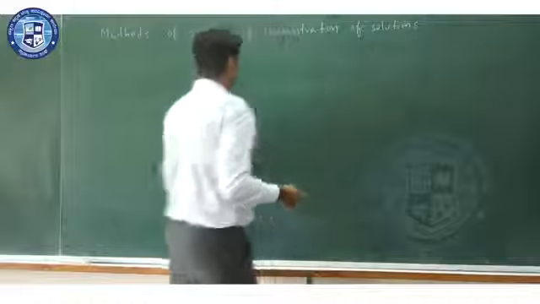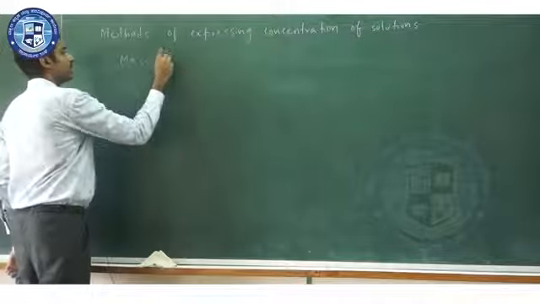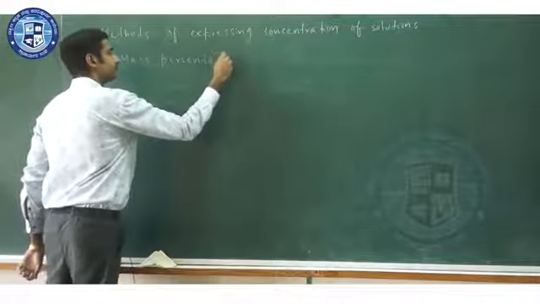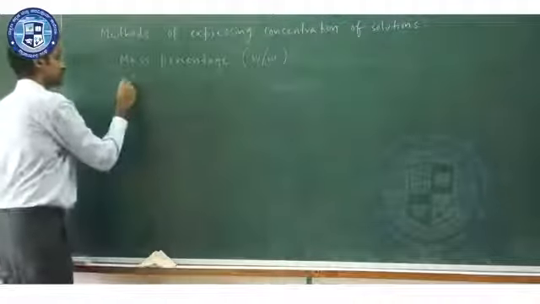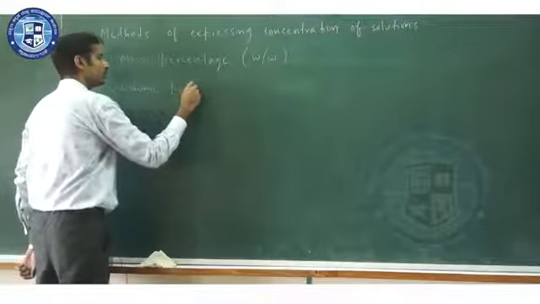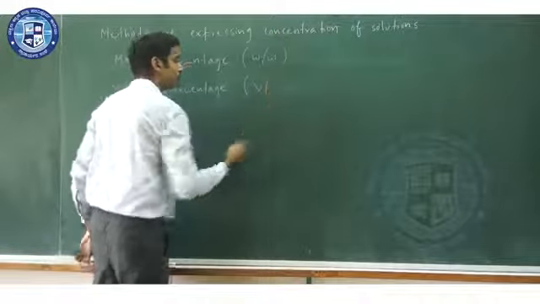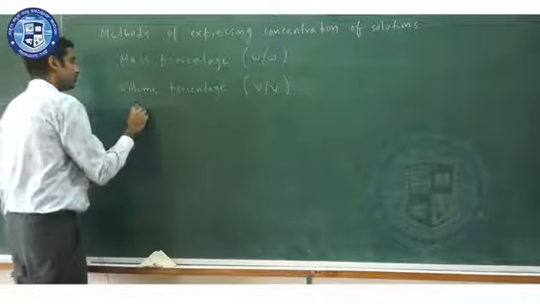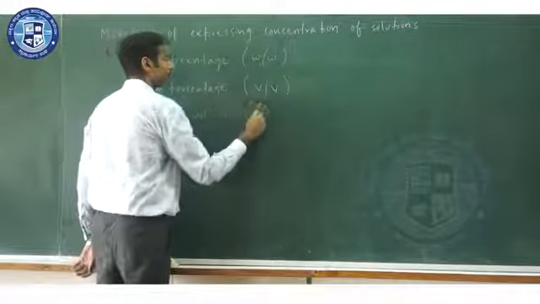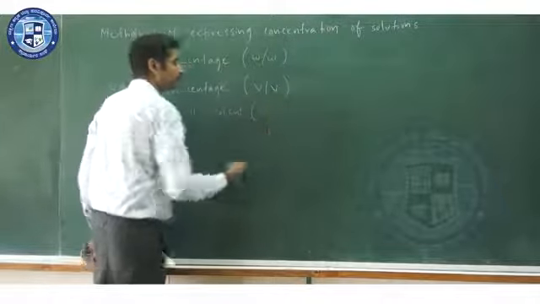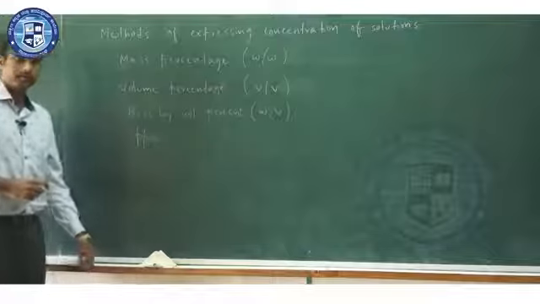Let me make a list of these. You can express concentration in terms of mass percentage, and you might have seen these kinds of symbols, W over W. You might also express this in terms of volume percentage, and the symbol that you might observe is V over V. You might also have mass by volume percent, which is expressed as W over V. You can express concentration in terms of ppm, parts per million.